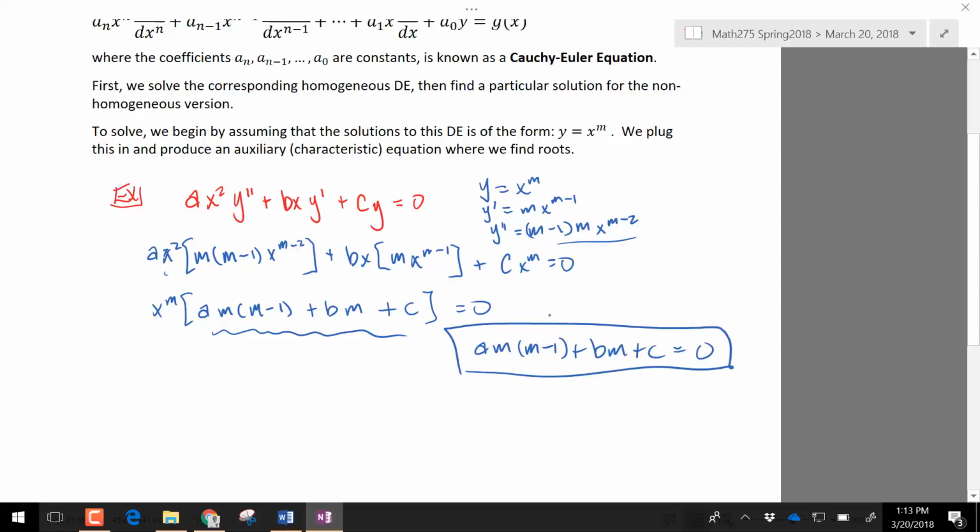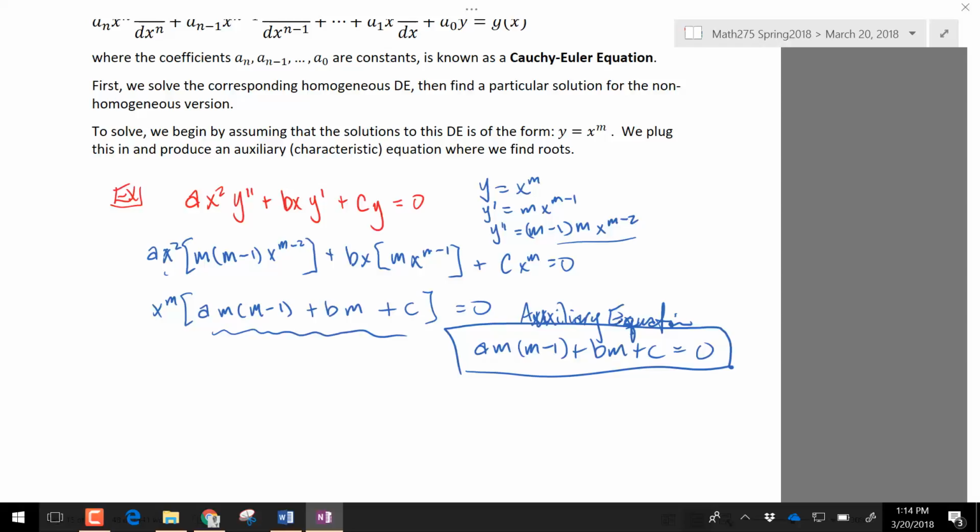This is going to be our new auxiliary equation for the Cauchy Euler equation. We had an auxiliary equation for the other types of differential equations, the constant coefficient ones, but now for the Cauchy Euler, we have a slightly different auxiliary equation. It's not as nice and straightforward, but it still should be simple enough to solve.